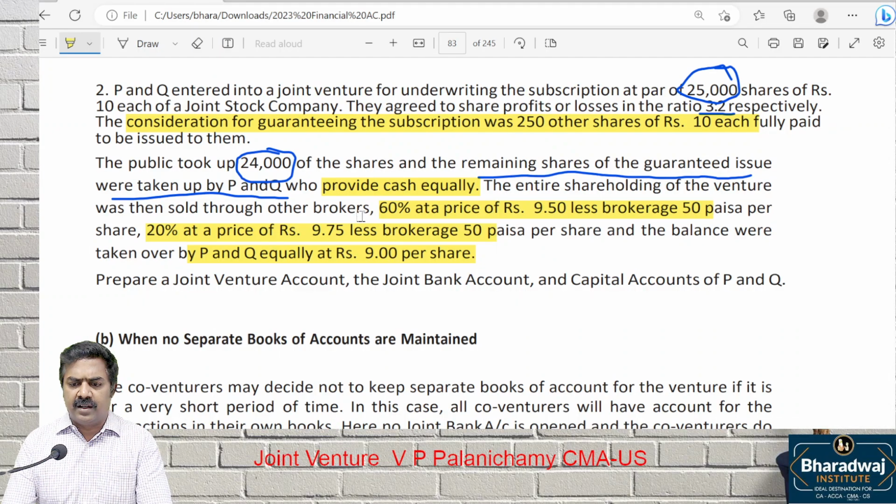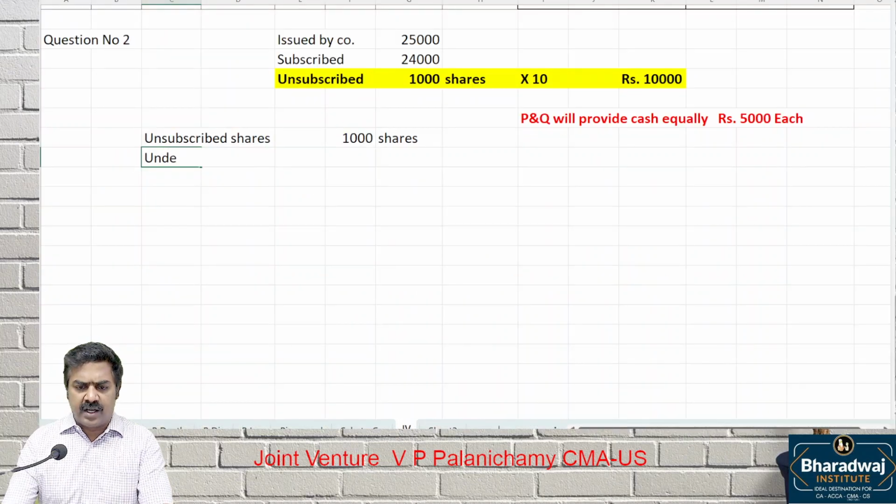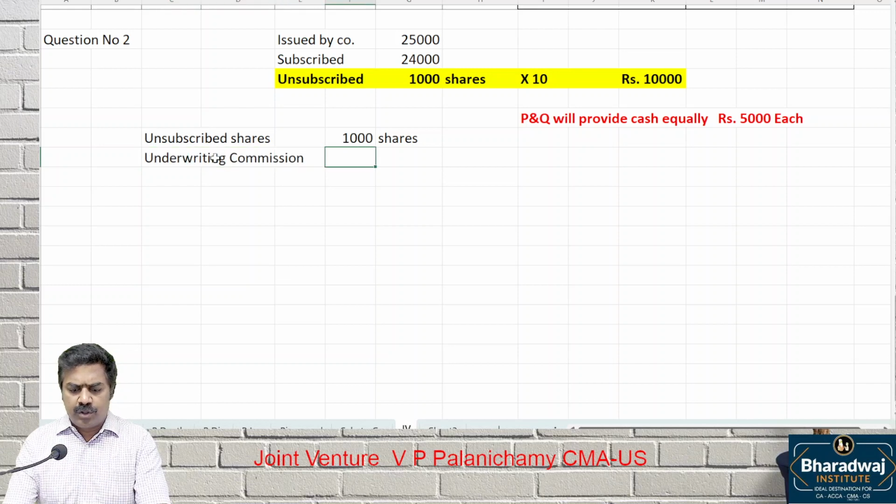Not only that, read further. What is the commission? Commission for guaranteeing is how much? 250. That is the underwriting commission. 250 shares. So total how many shares are there? 1,250 shares are there with the joint venture.